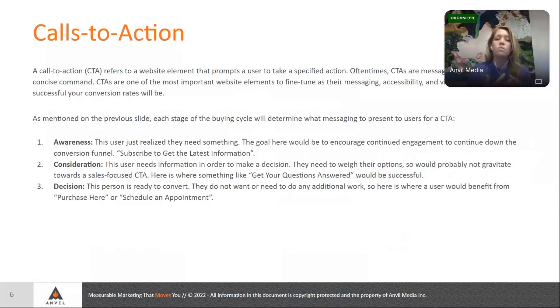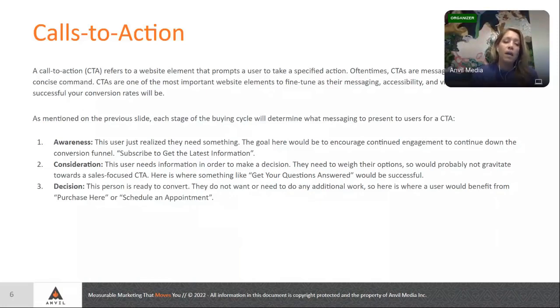Then if somebody goes into the consideration phase, they still need more information in order to make a decision, but they're looking to narrow down their options. So again, probably not a really sales focused call to action, but maybe something that will connect with them in terms of getting questions answered. That might be more successful than just, again, a straightforward sales approach of buy now or purchase here. Again, consideration is where users are still doing their research. They're still looking to narrow down their options.